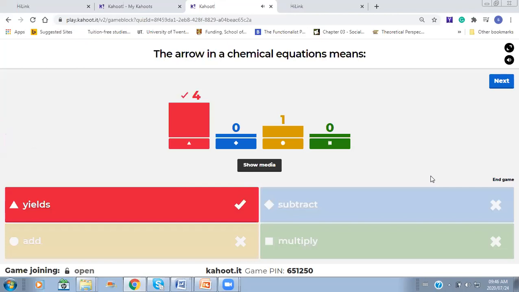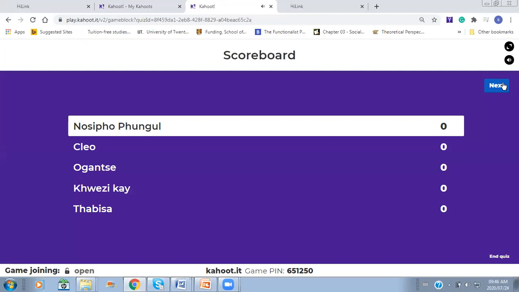yes, yield, perfect. So four people got this one right and only one got it wrong. Let's see. Yes, all of you got it right, but Nosipo was the first to answer, followed by Cleo, Ongatse, and then Crazy. Let's go to the next.